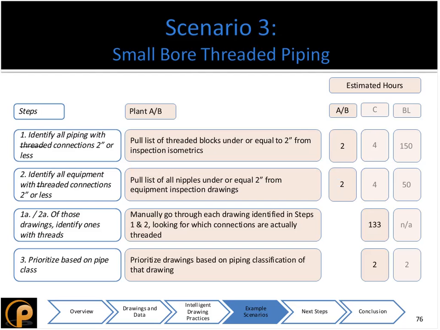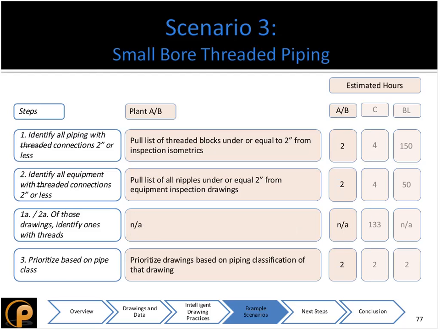So Plant C compared with Plants A and B. Now I'm going to say that A and B have a similar process, and there's no actual benefit of having the external database. But you can see that this time, there's almost nothing, right? Because you're able to quickly pull all of the blocks off of your ISOs, and we're going to assume that these facilities have identified some way to tell whether these are threaded connections or not.